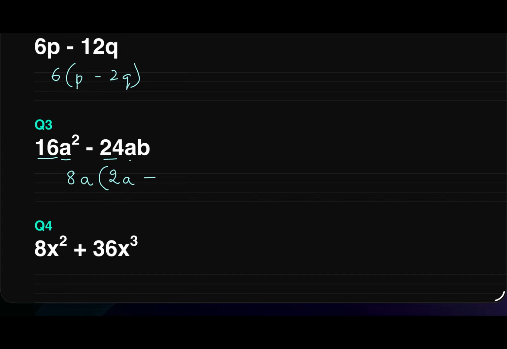Minus 8A into what will give us 24AB? 8 3s are 24. A is already outside over here. See here, A is already there, this one. We don't need to put it, we cannot put it here again. What about B? B is not here, so we need to put B here.